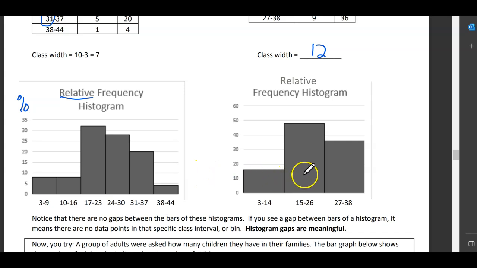Now, if there's a gap in a histogram, that means there's no one in that category. That's important information. Whereas in a bar chart, there's no meaning to gaps, and usually there's gaps between all of them, with a histogram, a gap means that there's no one representing that category.